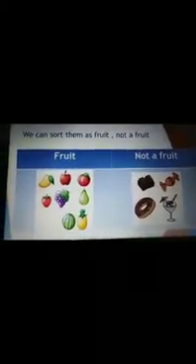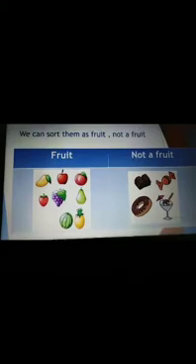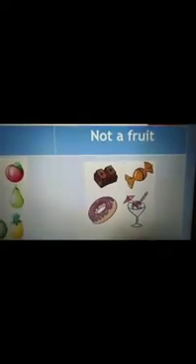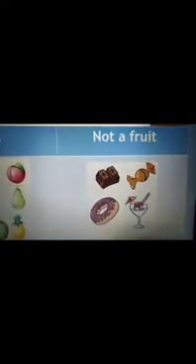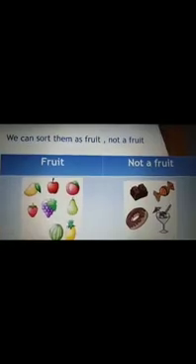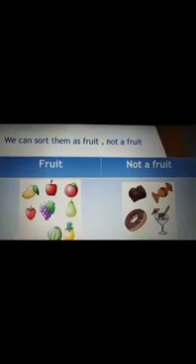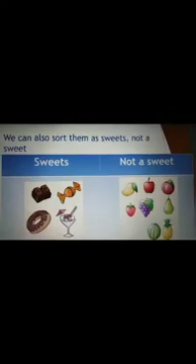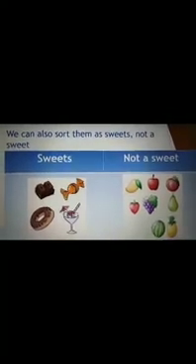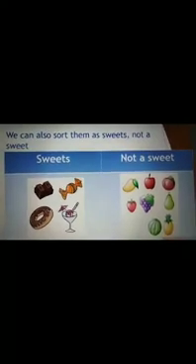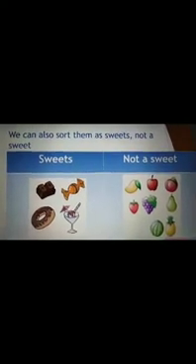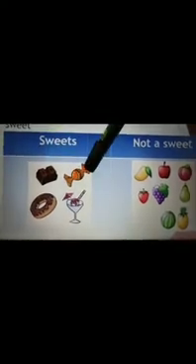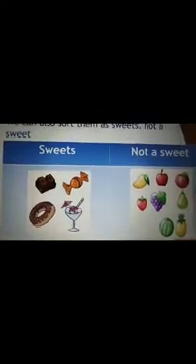As we said, we can sort them as a fruit and not a fruit. Here are the fruits that were in the previous picture. And here are the other objects that were in the picture and not a fruit. We also said that we can sort them according to sweet or not a sweet. As we can see in this other group, we can sort them as sweets, not a sweet. These are the sweets and other objects are not sweet.